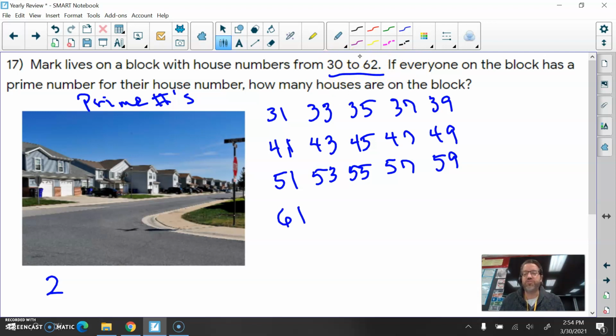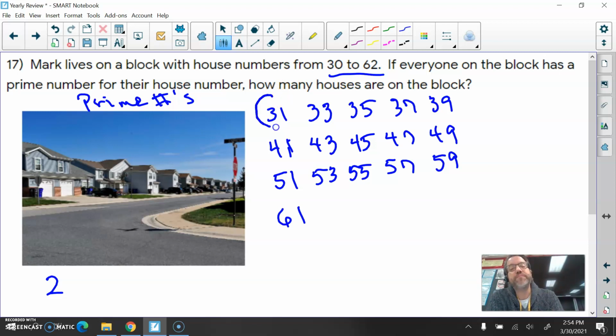So now you do want to write these down, because now you can eliminate any numbers that are not prime. I'm sorry, you want to eliminate any numbers that are not prime, because it says here if everyone on the block has a prime number for their house number. So let's circle the ones that are prime, because those are the house numbers.